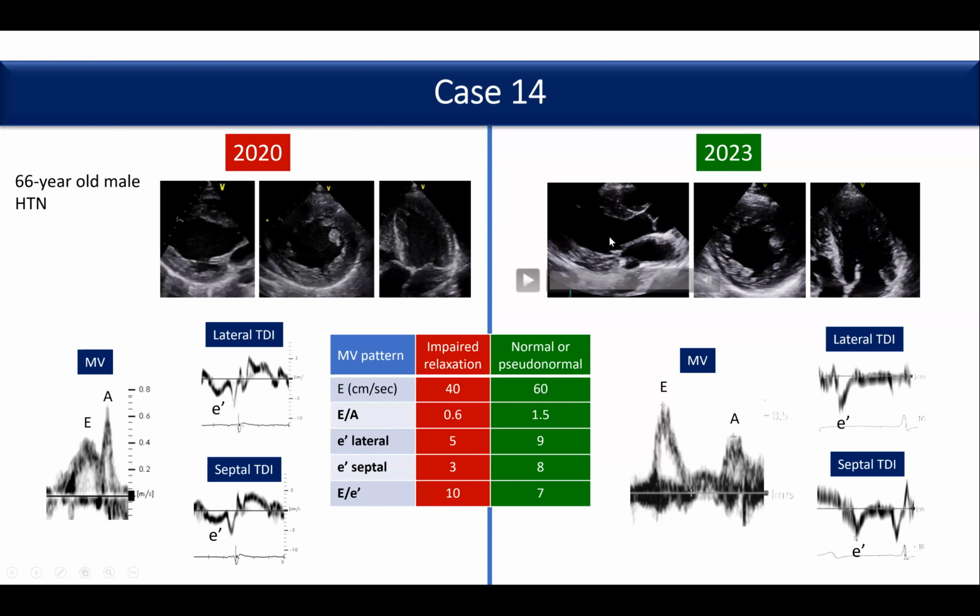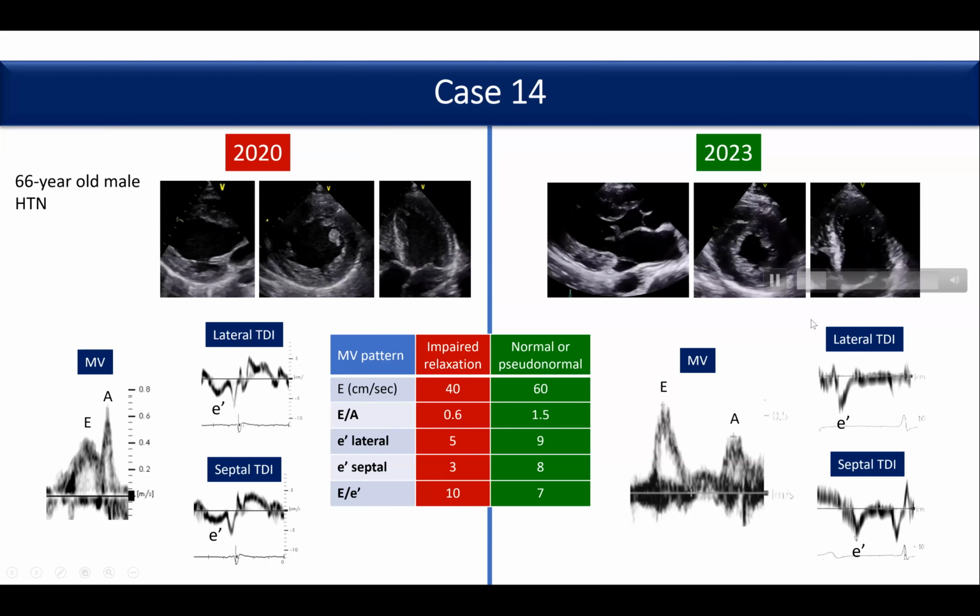Three years later, let's look at the ejection fraction. You see, the ejection fraction now is normal. Okay, so let's look at the parameters here. Now, instead of having an impaired relaxation pattern, we have what looks like a normal or pseudo-normal pattern. The question, did we shift left or right?